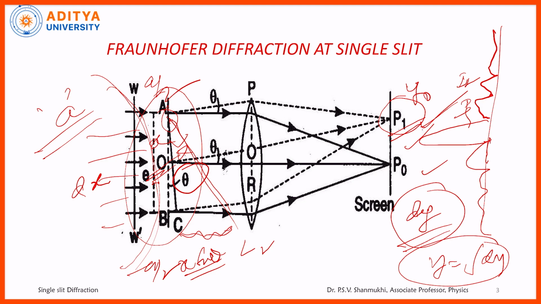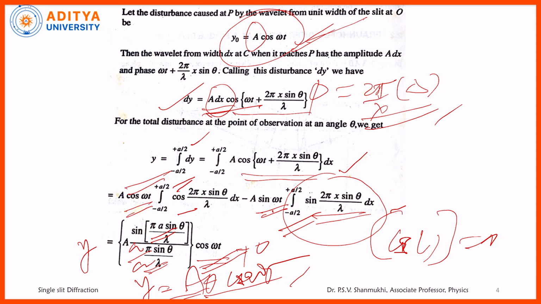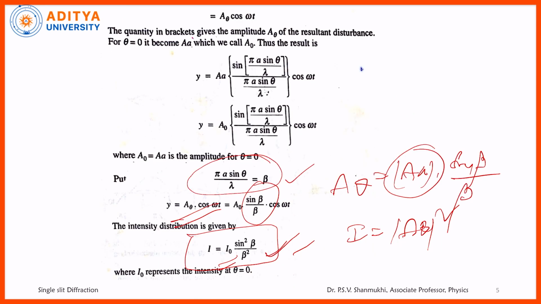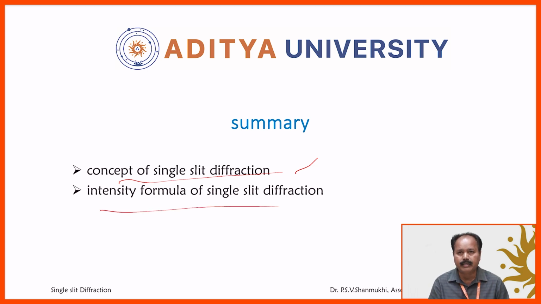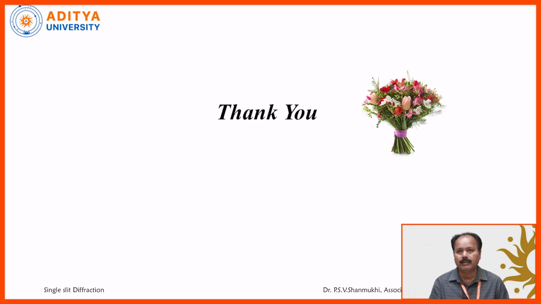Now we have to analyze this: where do we get the maxima, and where do we get the minima. In this article, I am just going to derive the intensity formula, so let us write only the resultant intensity equation, I is equal to I naught sin square beta by beta square. To summarize, in this article we have discussed single slit Fraunhofer diffraction, and we have derived the intensity formula for the single slit. Okay, thank you very much.